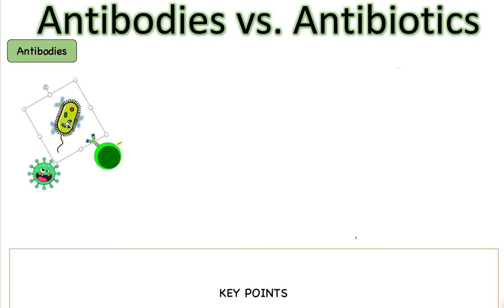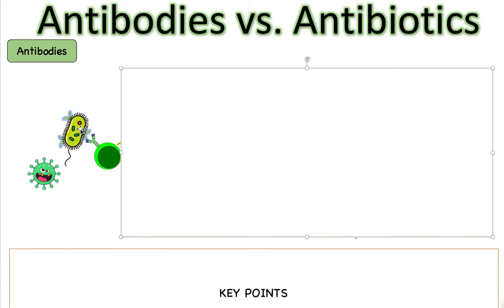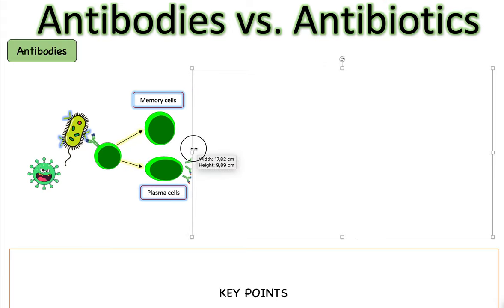And they essentially find these pathogens and bind to their antigens. So these surface-shaped things are called antigens. And they're basically like a sign saying, I'm bad. And so when your lymphocytes see that sign, they go towards it and bind to it. And as soon as they bind to it, they differentiate into a specialized kind of cell, either a memory cell or a plasma cell.